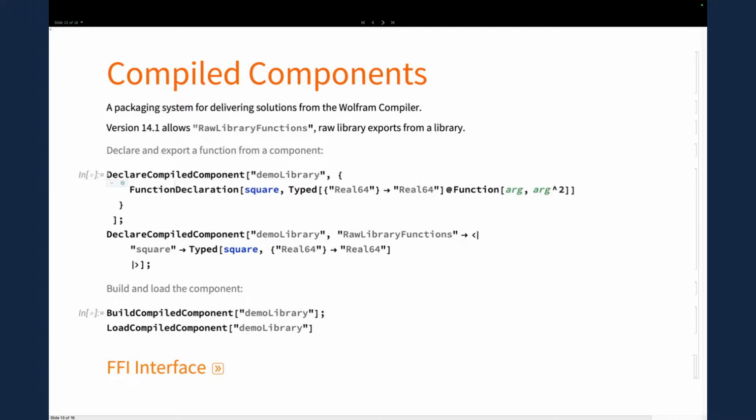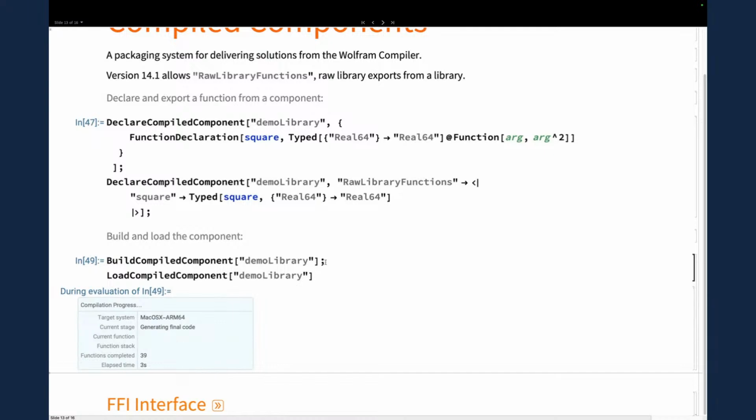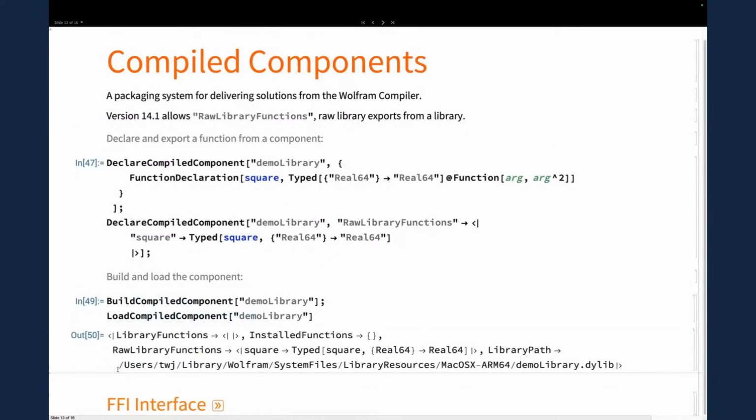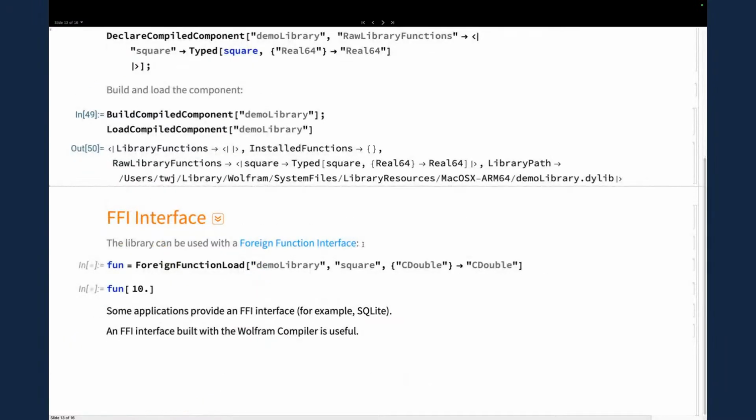We've set up a way of creating raw library function exports from a component library. So in this library, we're declaring a function. This is a name, a function declaration that's accessible if you're accessing this component. And here we've set up a raw library function that's going to be exported. It's going to build a library, and it'll contain this function. So now I build the component and I export it. So I've actually built a library, and it says that there's a raw library function with this type. One of the ways that this is useful is that this library can now be used as a foreign function interface.